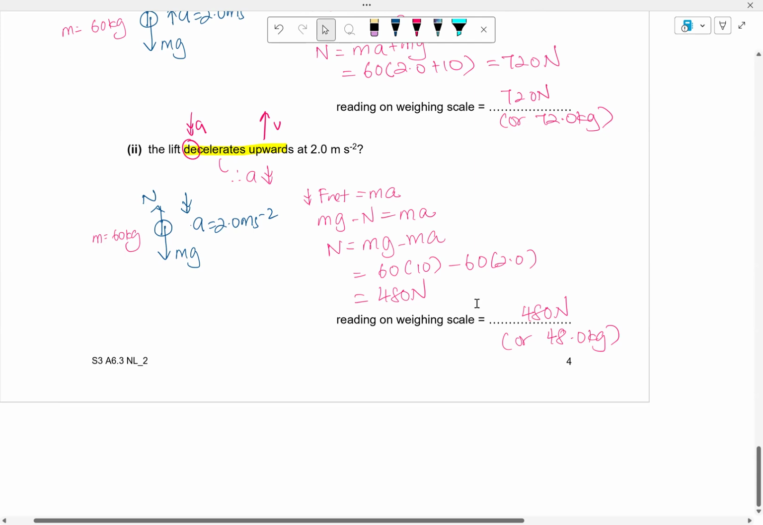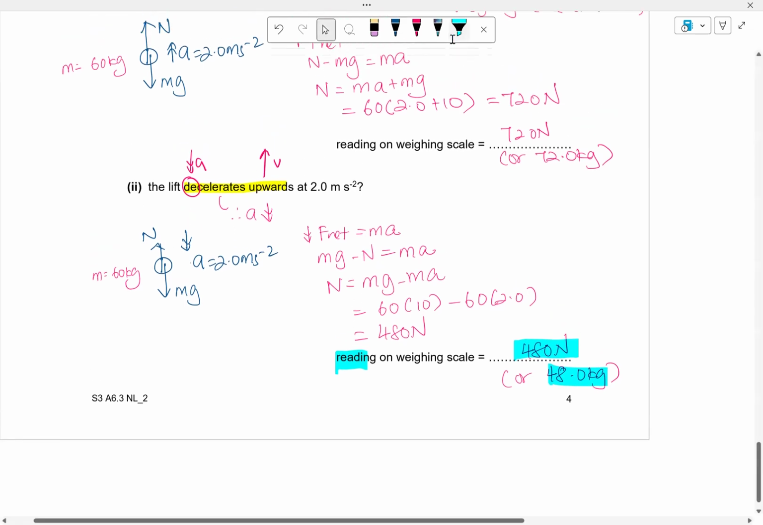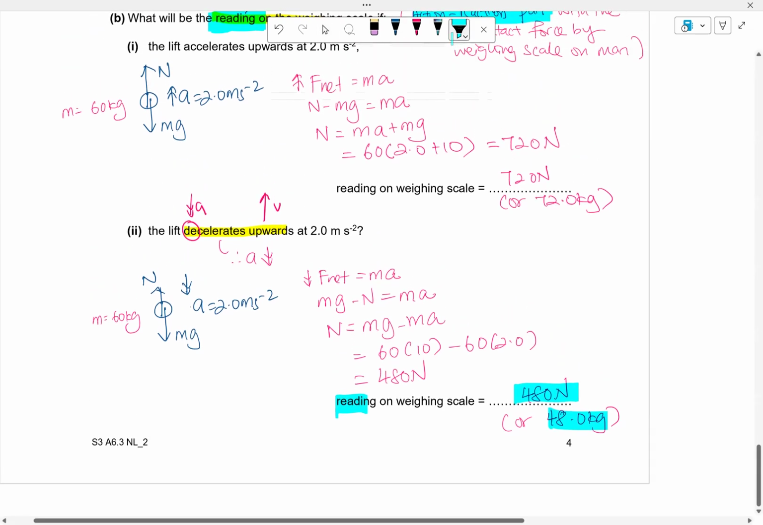Or in our daily lives, the weighing scale usually shows the reading in kg, right? So if our weight is 480 newtons, then the weighing scale reading shows us 48.0 kg. So for this part, we accept 480 newtons or 48.0 kg. For the previous part, we accept 720 newtons or 72 kg.